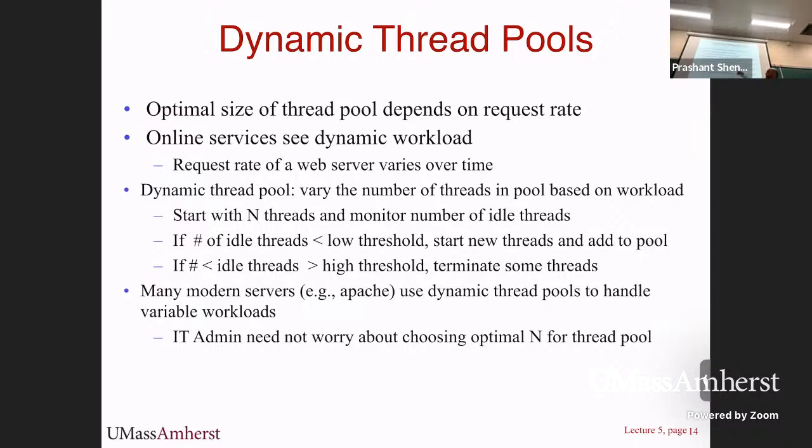And then if the number of idle threads crosses some high threshold, which is different from your low threshold, you say there are too many threads idle. Maybe there's not enough work coming into the server, so we'll terminate some threads and shrink the thread pool. So you keep the number of idle threads somewhere between your low and high threshold, not the total number of threads.